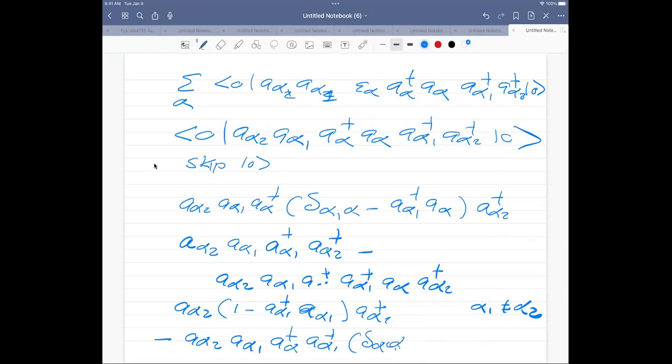I have an alpha 2 and then minus, and then I have now an A alpha 2 dagger, A alpha, acting on the vacuum state. So this is something which will act on the vacuum state, but we have suppressed the fact that it acts on the vacuum state. So what you get then for the last term here, since this will act on the vacuum state, that will be 0.